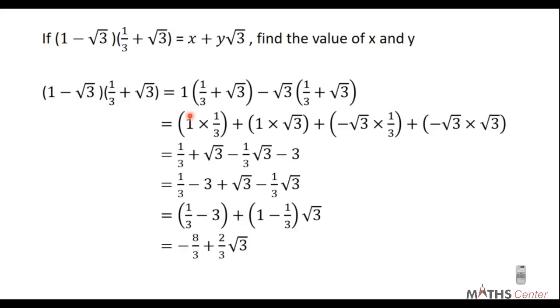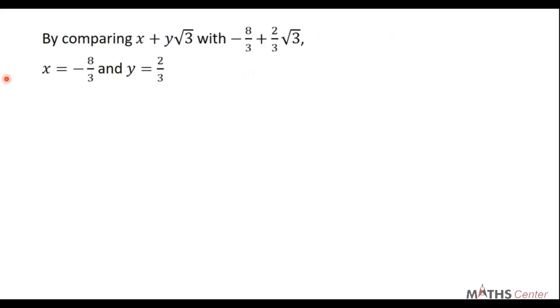So when the question is given to you in this way, all you need to do is to first expand the bracket, then you simplify, and you compare your final answer with what the question gave you. So after comparing, we know that x will give us minus 8 over 3 and y will give us 2 over 3.